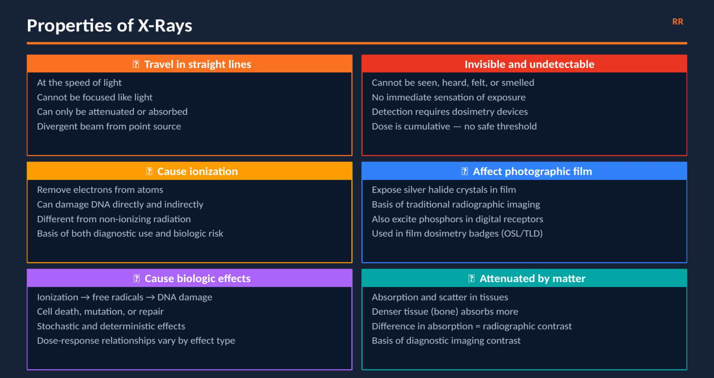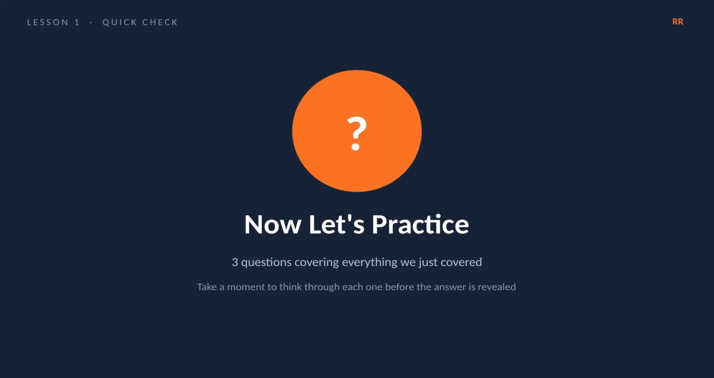Anode cooling charts must be consulted before high-demand procedures, fluoroscopy, rapid serial exposures. Exceeding the heat load capacity damages the tube and ends the exam. Tube cooling time is real and must be respected. 3 radiation physics questions. Think before the answer drops.